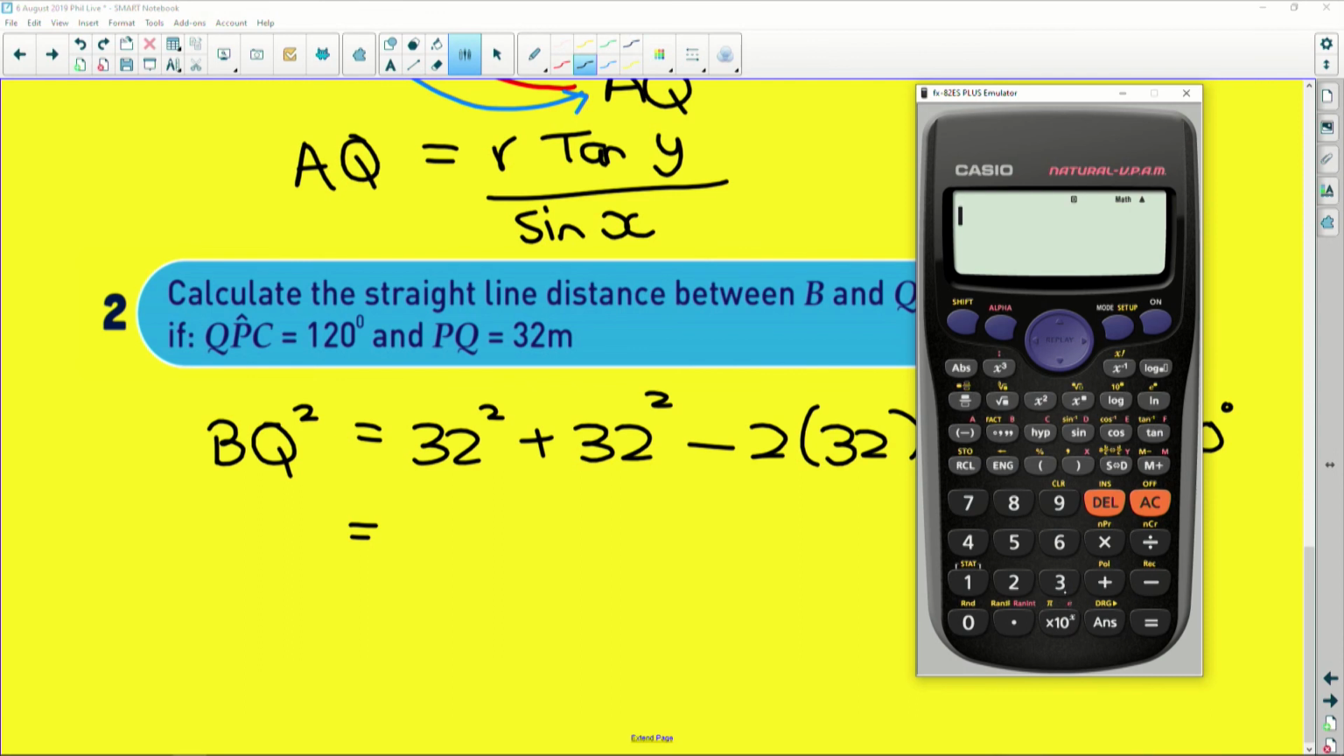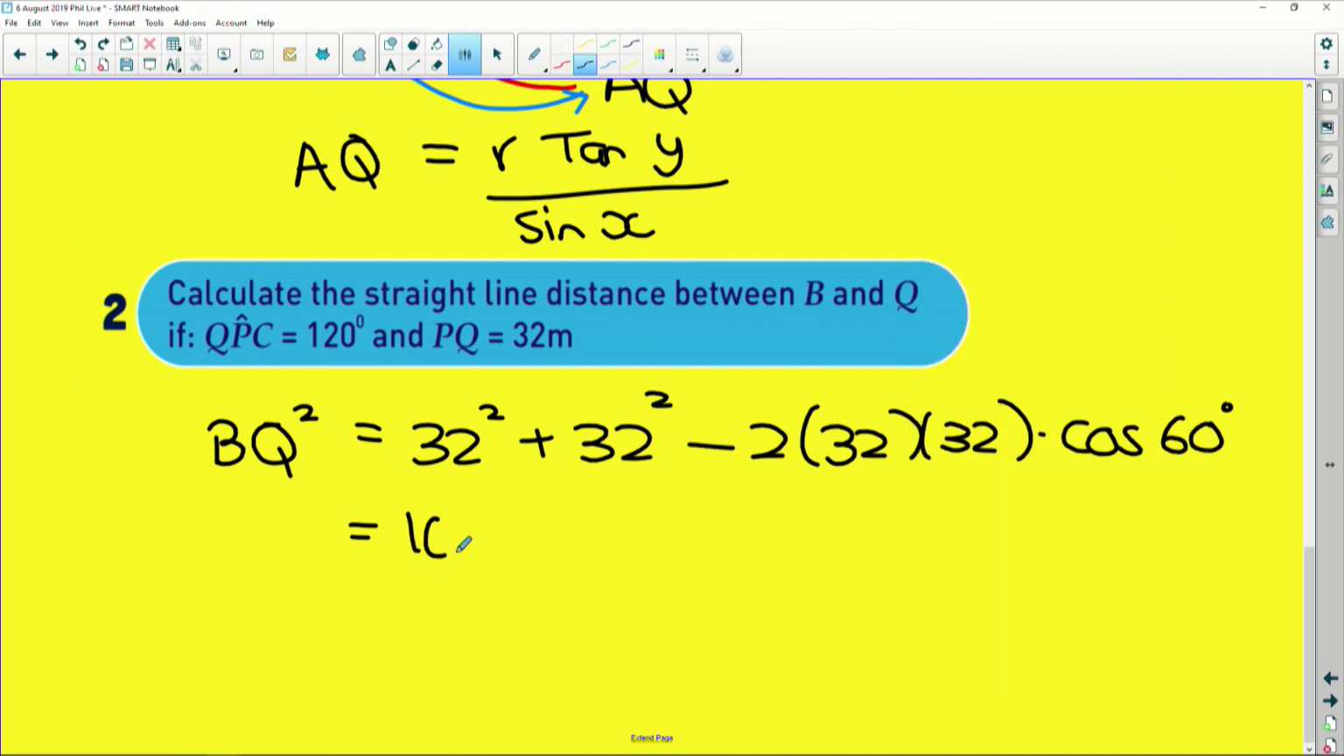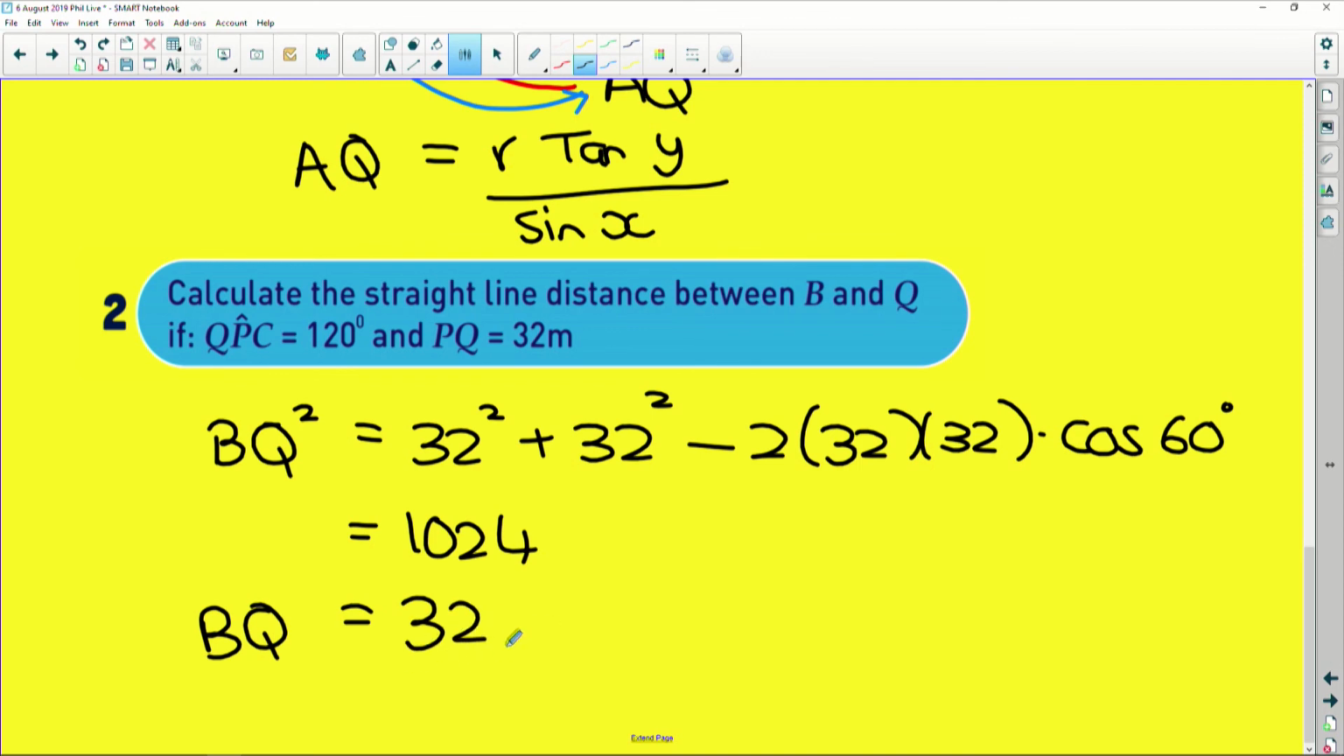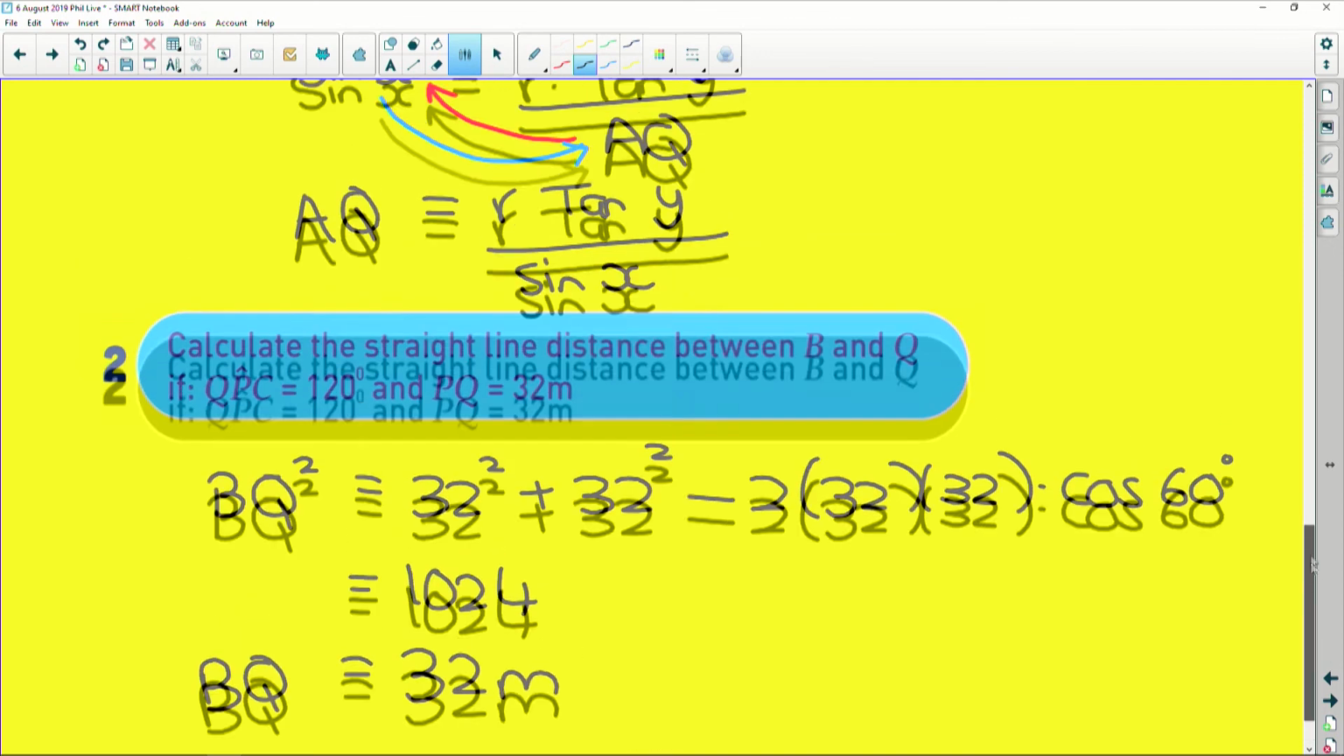So we're going to get 32 squared plus 32 squared minus 2 times 32 times another 32 times cos of 60. And that is going to give us 1024. But remember, that's BQ squared. So we need to square root it. And that is going to give us 32. So that means that BQ is 32 meters.